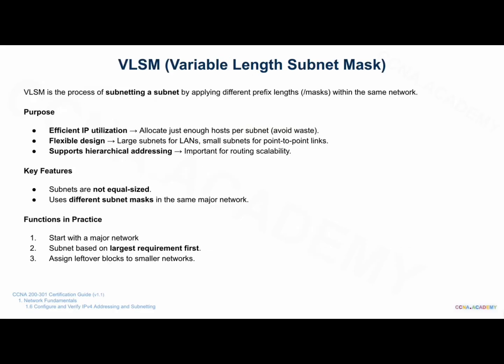Variable length subnet masking lets us create subnets of different sizes instead of equal ones. For example, from a /24, you could create a /25 for 100 users, a /27 for 25 users, and a /30 for a point-to-point link.